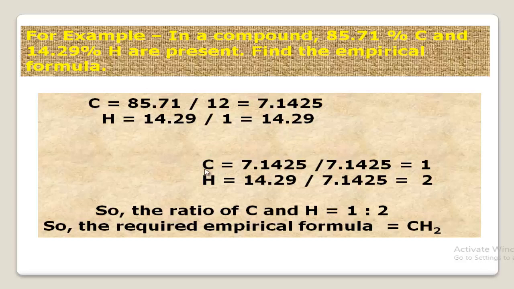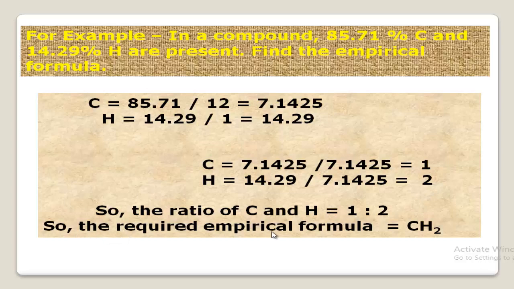So here, the amount of carbon, 7.14, we divide by the lowest quotient and we will get 1 because both are the same. And here we also divide the hydrogen amount by the lowest quotient and we will get 2. So the ratio of carbon and hydrogen is 1:2.